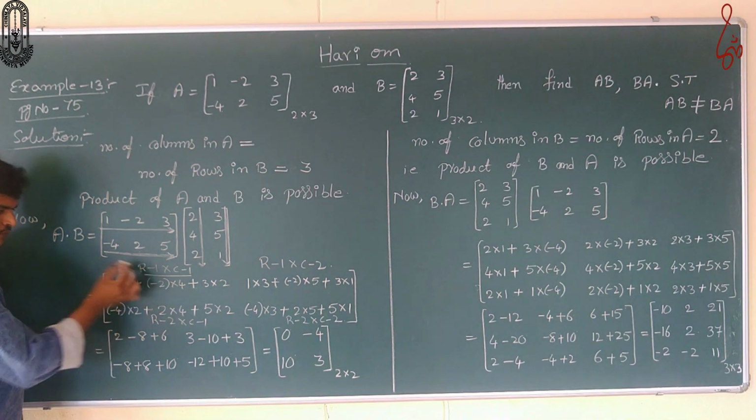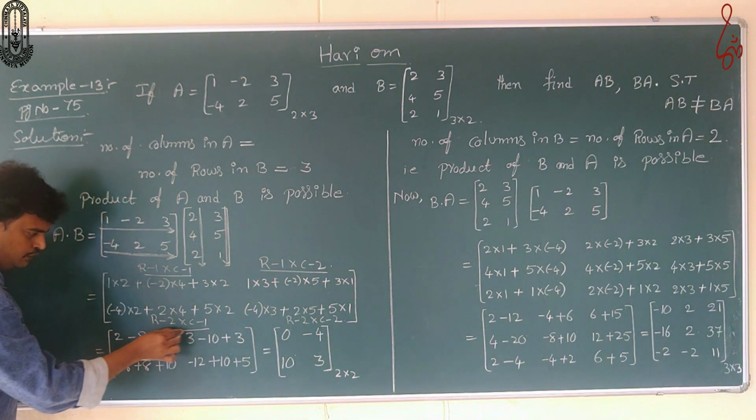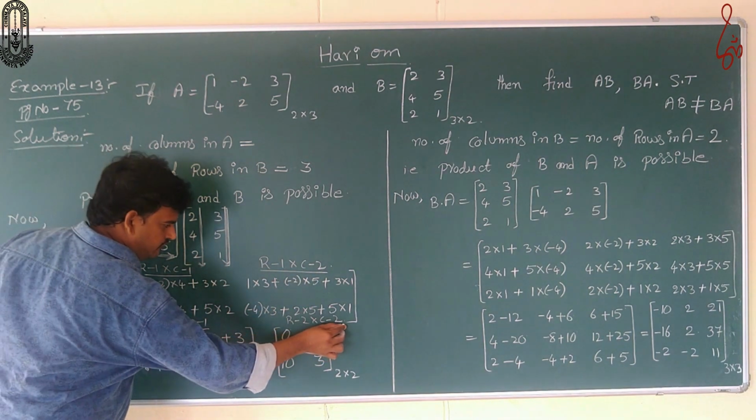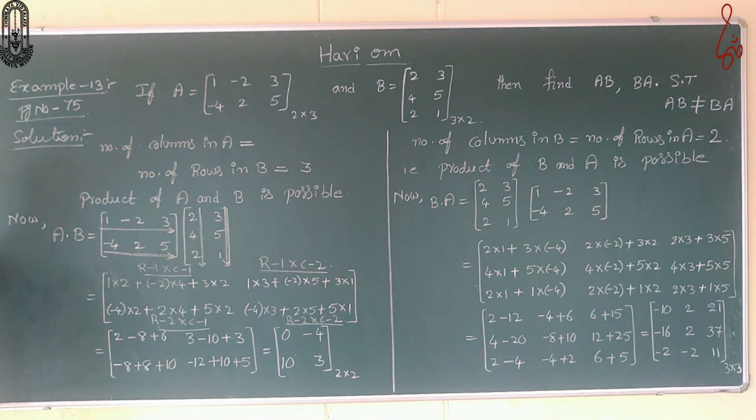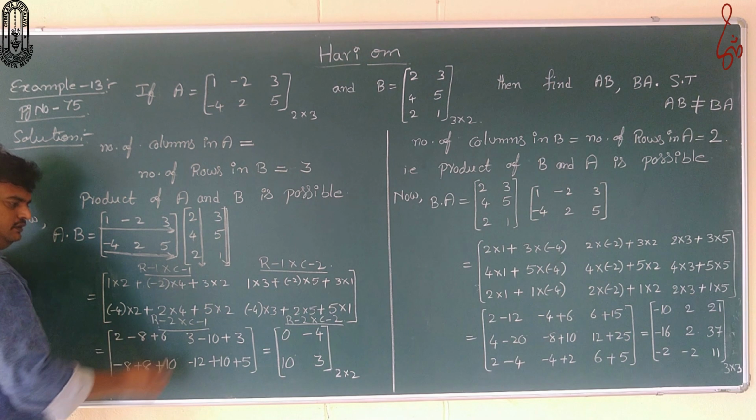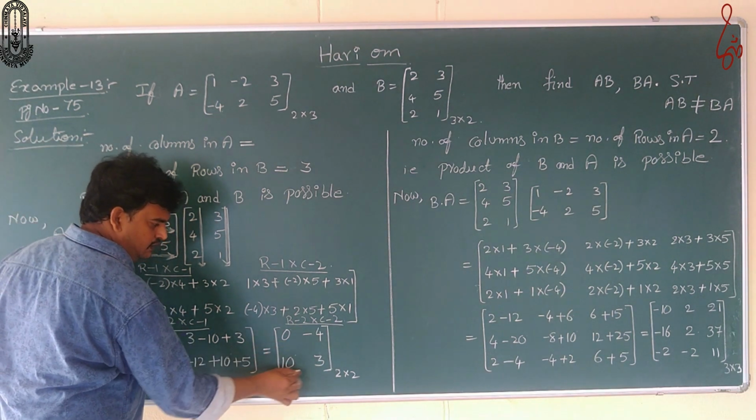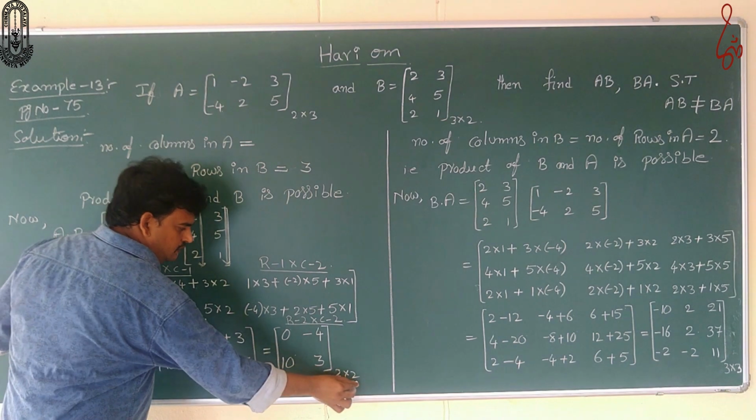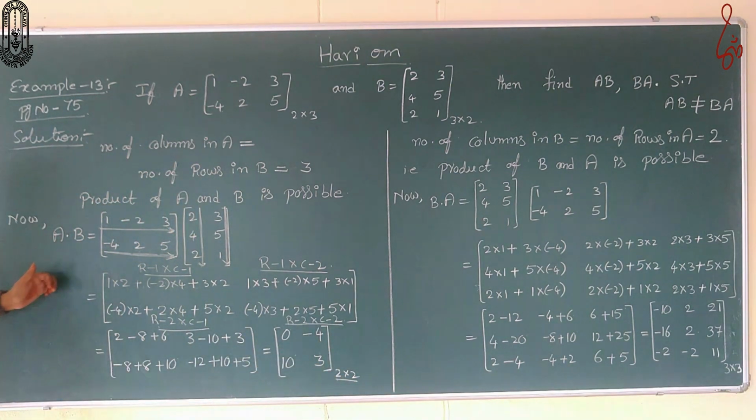Row 1 into column 1, row 1 into column 2, row 2 into column 1 and finally row 2 into column 2 elements. So, while simplifying, the final answer we get 0, minus 4, 10 and 3. We are getting a square matrix with 2 rows and 2 columns. This is about the product of A and B.